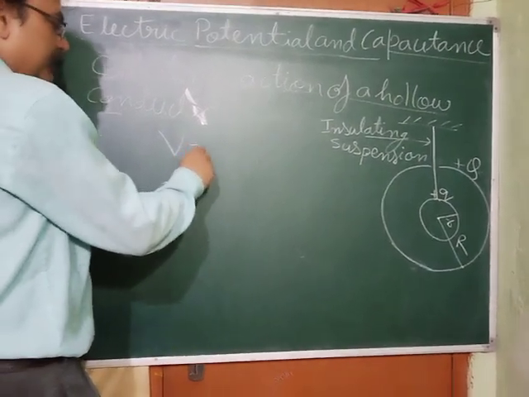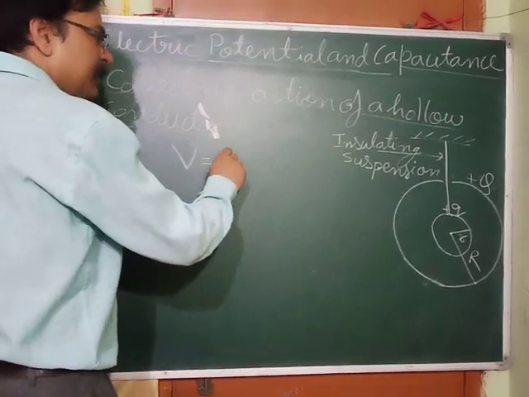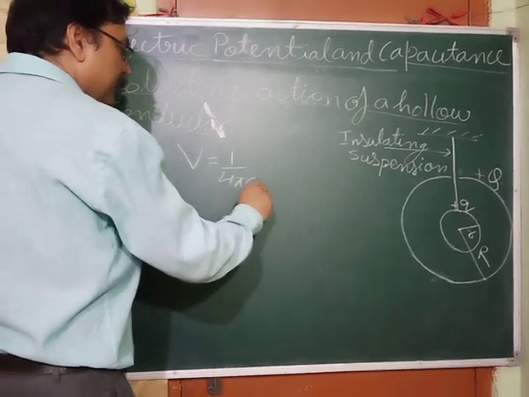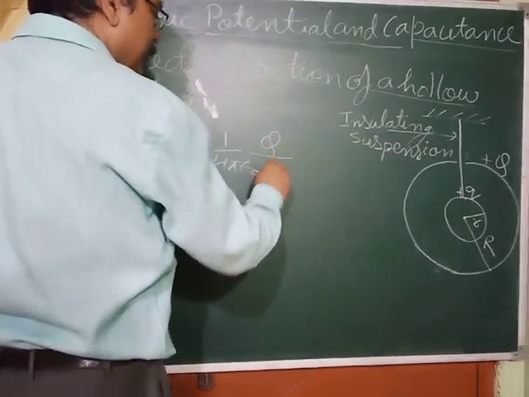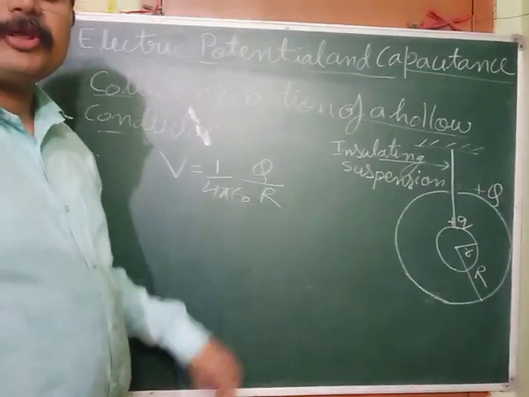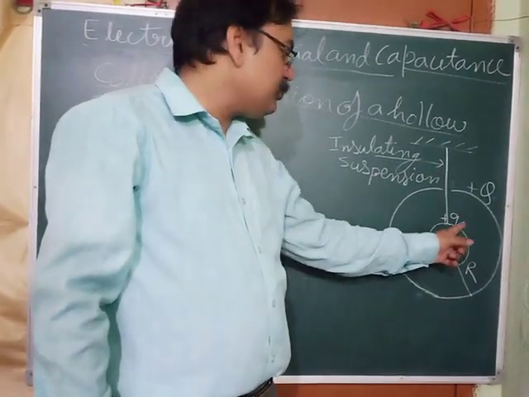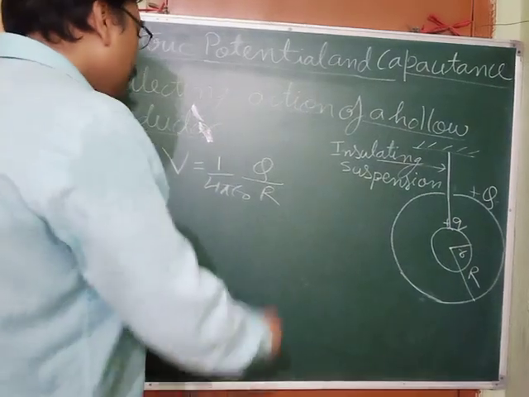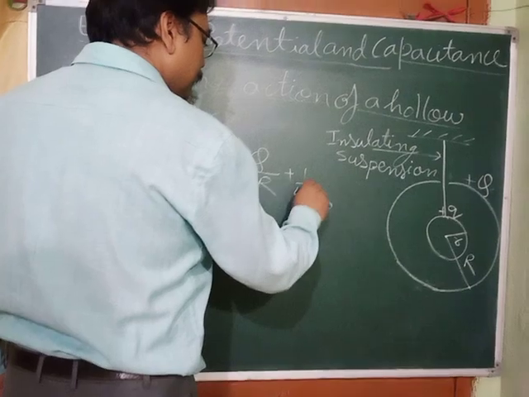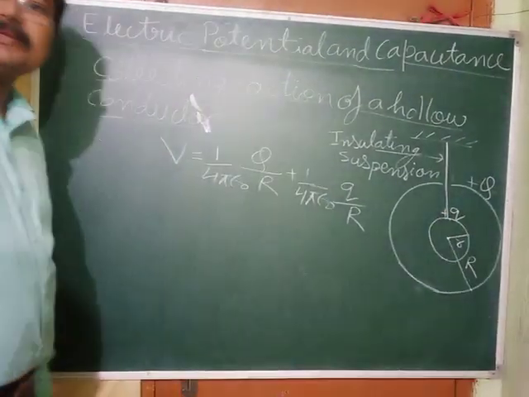It will be first due to its charge itself. That we can write as 1 by 4 pi epsilon naught capital Q by capital R, because its radius is capital R and it has charge capital Q. So this will be the potential due to its own charge. Now as the charge q is there inside it, due to this also there will be some potential here, and that will be how much? Obviously 1 by 4 pi epsilon naught q by capital R, because the distance is capital R from the center to its surface.